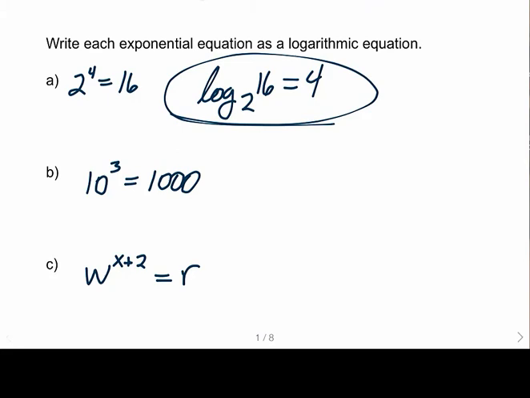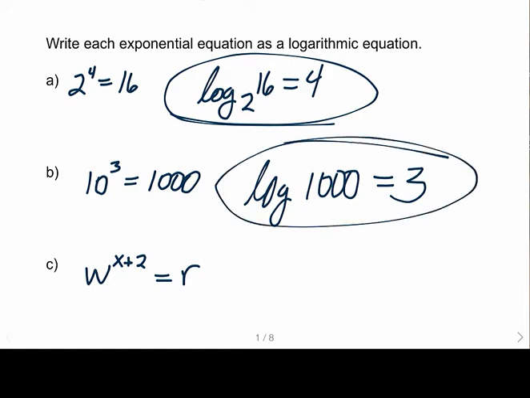Next, we have 10 cubed is equal to 1,000. Since the base is 10, we're simply going to write log. And the log, in this case, of 1,000, the exponent on 10 that gives me 1,000, is equal to 3. And so log of 1,000 is equal to 3 is an equivalent equation.